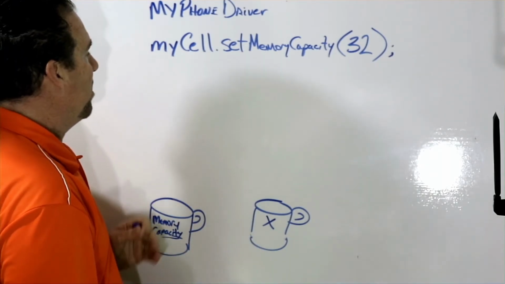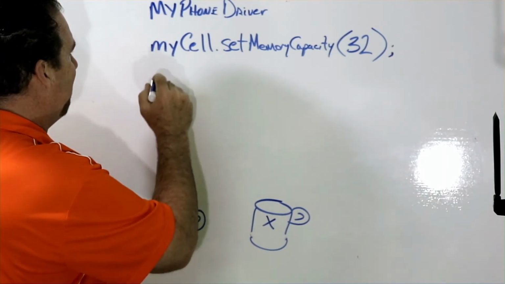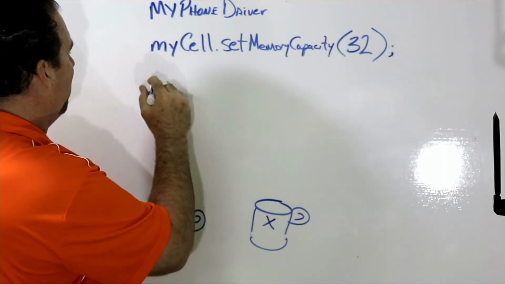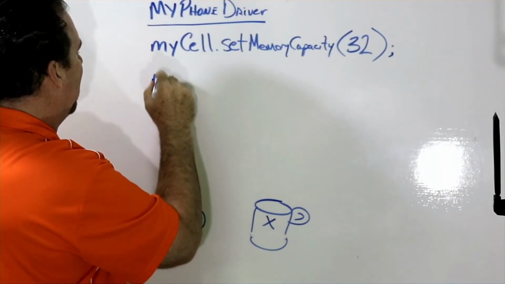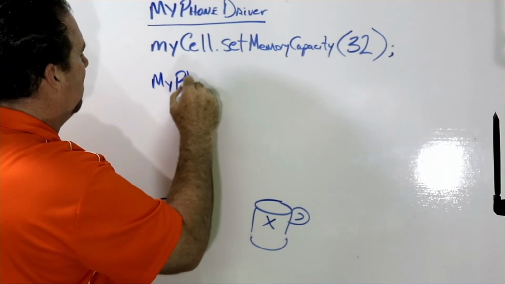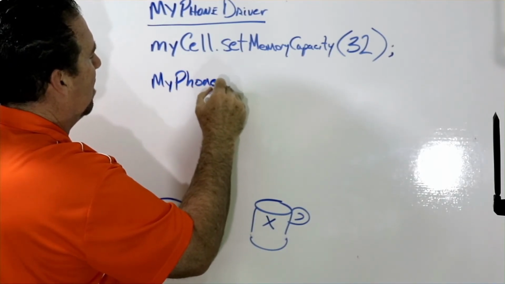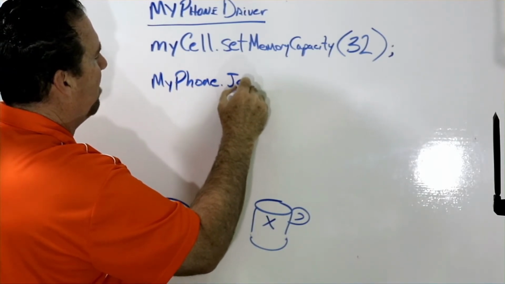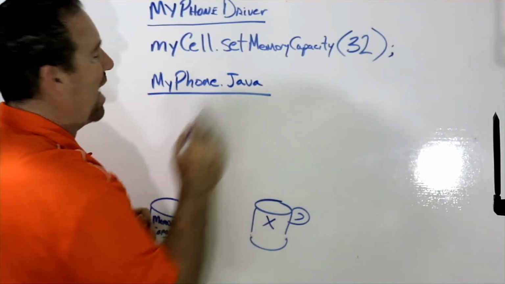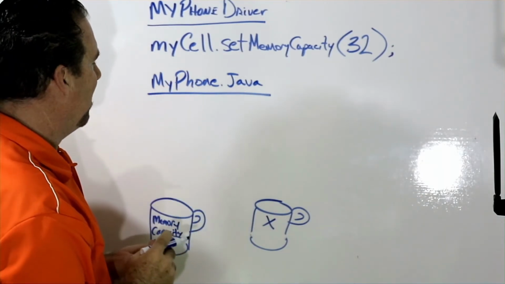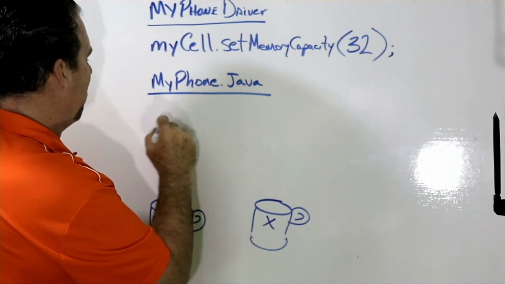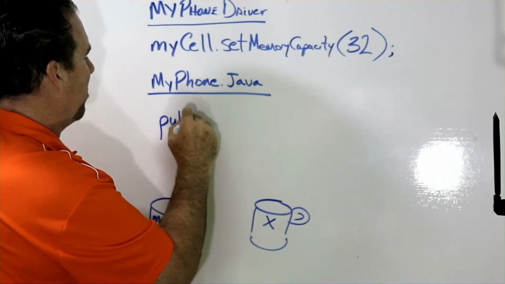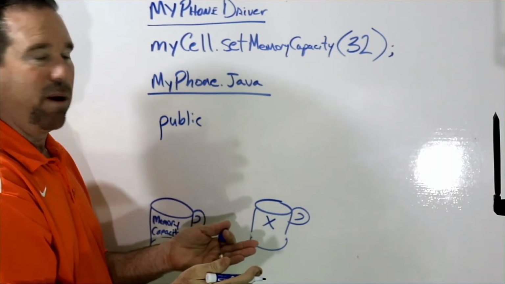All right. Somewhere inside now the my phone class. Okay, so this is the driver. Now we're going to be in MyPhone.java. Okay, I want to make sure you guys know this is the class file. In here I've created a setMemory. I made it public because I want other people to use it to set their memory.